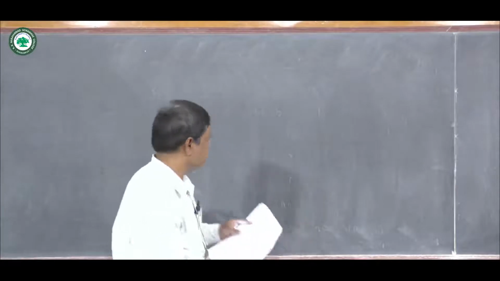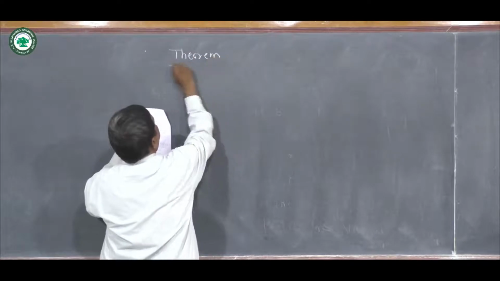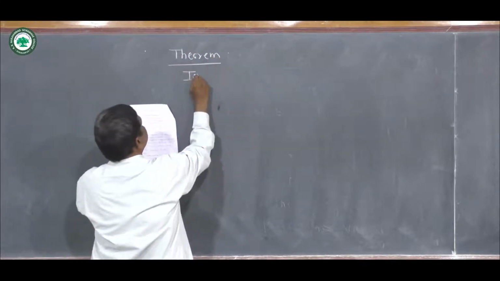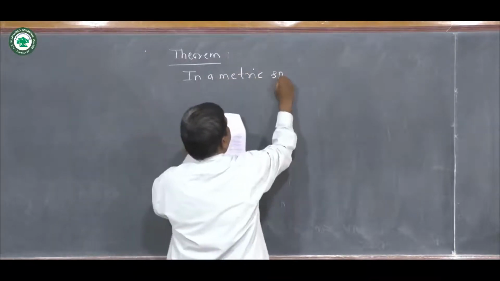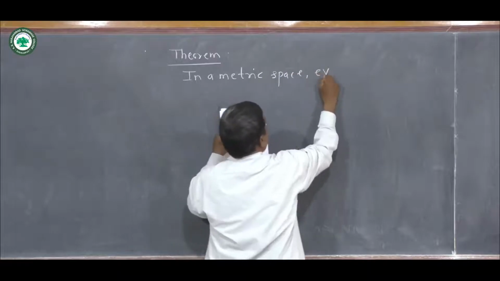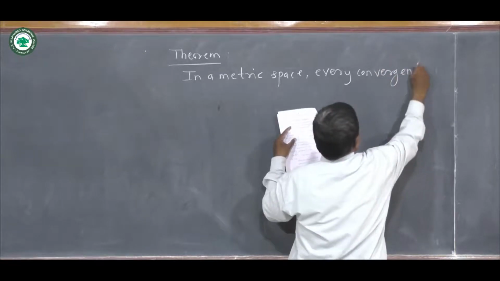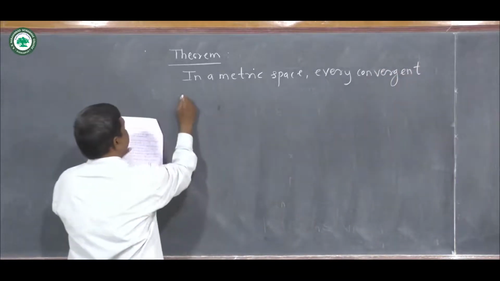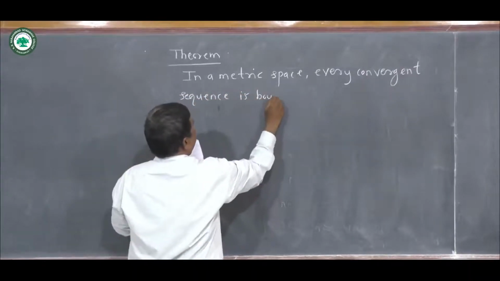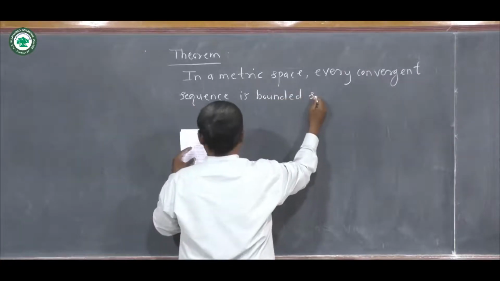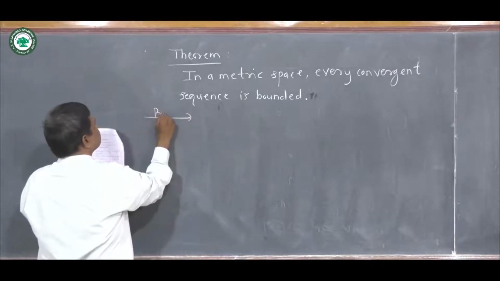So we are going to see this theorem. The statement of the theorem is: in a metric space, every convergent sequence is bounded. Now the proof of this theorem.